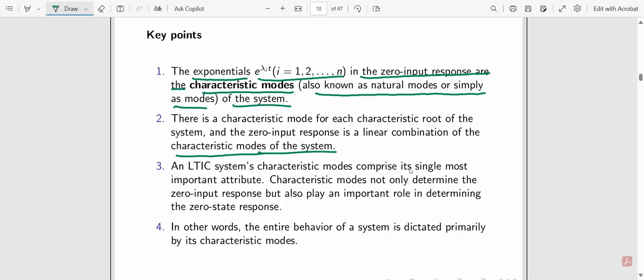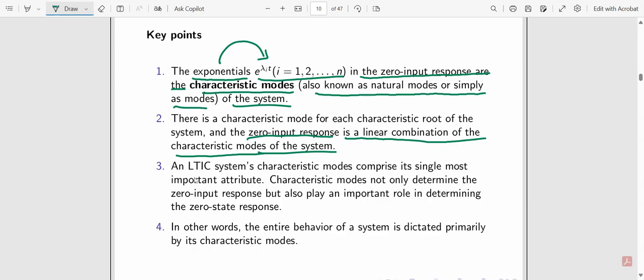What is the zero input response? The zero input response is a linear combination of the characteristic modes. And what are the characteristic modes? These exponentials are the characteristic modes. You just combine them, and so you are able to get the zero input response.